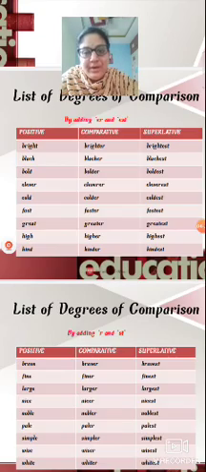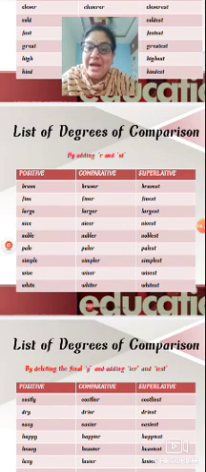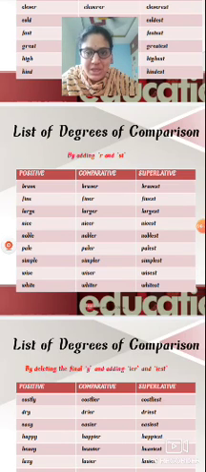Next I have also prepared a list. What is that? The list of degrees of comparison by adding R and ST. Here you add R and also ST, not EST, just ST. Remember it. The positive, comparative and superlative: brave, braver, bravest; fine, finer, finest; large, larger, largest.